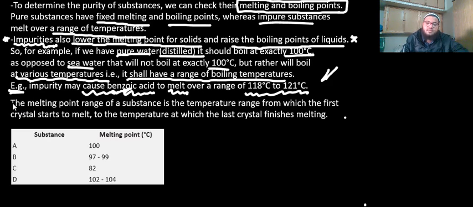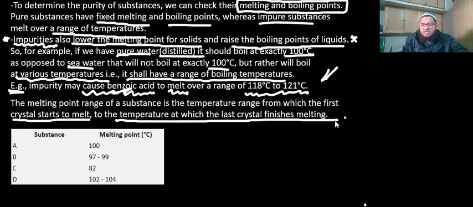Then, okay, the melting point range of a substance is the temperature from which the first crystal starts melting to the temperature at which the last crystal finishes melting. What does this mean? Okay, let me explain this. What is the melting point range?